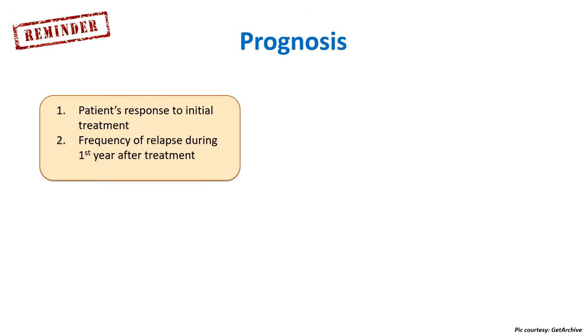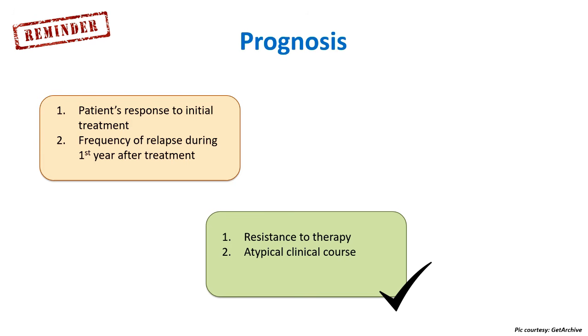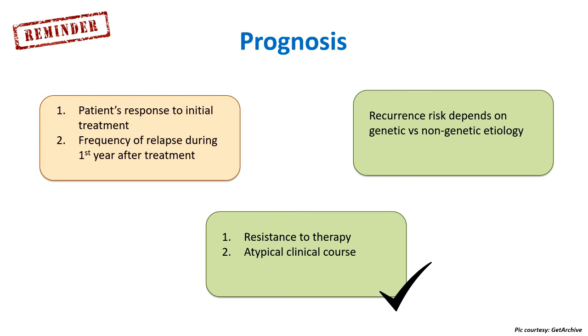Prognosis is best predicted by patients' response to initial treatment and frequency of relapse during the first year after treatment. So renal biopsy is reserved for only patients showing resistance to therapy and having atypical clinical course, and of course for indications which I shall be discussing later. And recurrence risk depends on whether the etiology of the nephrotic syndrome in that patient is genetic or non-genetic. This is something new. This new section has been added by KDIGO.